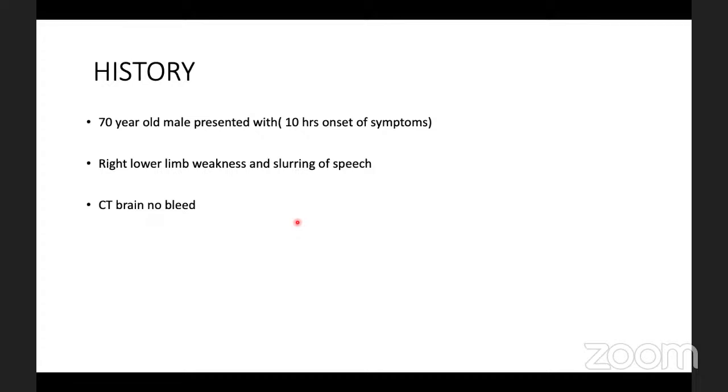Now coming to the fifth case, a 70-year-old male presented within 10 hours. So this is 10 hours. It is out of the window period of IVT, and we have to do a perfusion scan because it is out of the window period of EVT. So perfusion scan is a must in this case. Presented with right lower limb weakness.